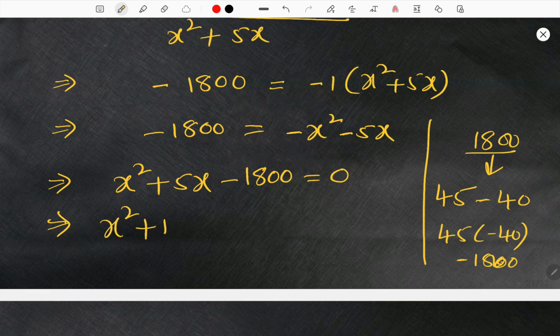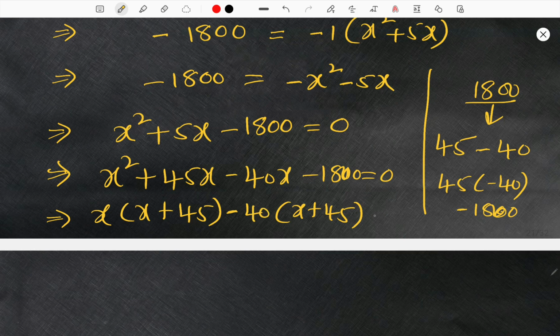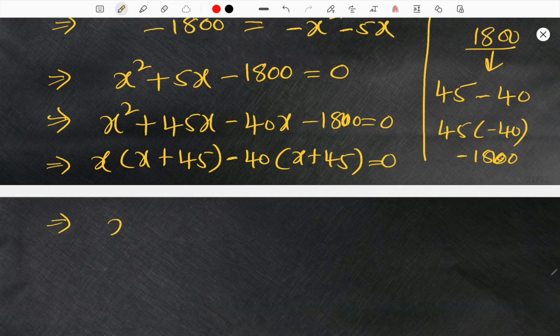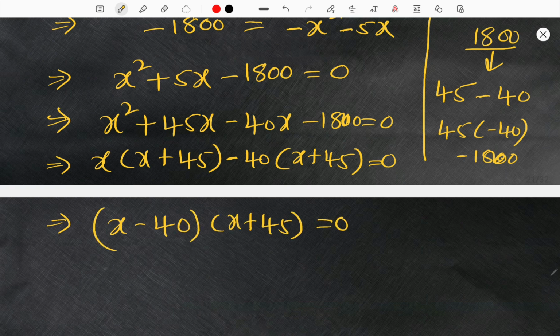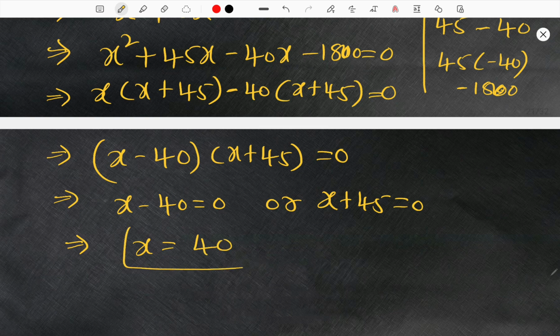ಆಲ್ ರೈಟ್, ಸೊ x² + 45x - 40x - 1800 = 0 ಆಗುತ್ತೆ. ಇಲ್ಲಿ x ಕಾಮನ್ ತೊಗೊಂಡ ತಕ್ಷಣ x + 45 ಬರುತ್ತೆ. ಆಮೇಲೆ ಇಲ್ಲೂ ಕೂಡ x + 45 ಅಂತ ಬರೀರಿ, ಅದನ್ನು ಸೆಟ್ ಮಾಡೋದಕ್ಕೆ -40 ಅಂತೀರಾ, ಈಕ್ವಲ್ ಟು 0. ಹೌದಾ, ಸೊ (x - 40)(x + 45) = 0. ಸೊ x - 40 = 0 ಆರ್ x + 45 = 0. ಸೊ ಆನ್ಸರ್ ಏನು ಬರುತ್ತೆ ಅಂದರೆ x = 40 ಬಂತು, ಇನ್ನೊಂದು x = -45 ಬರುತ್ತೆ.